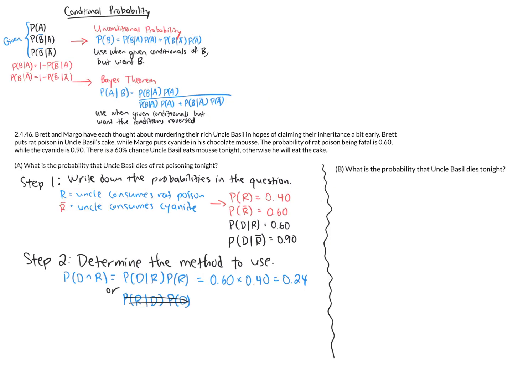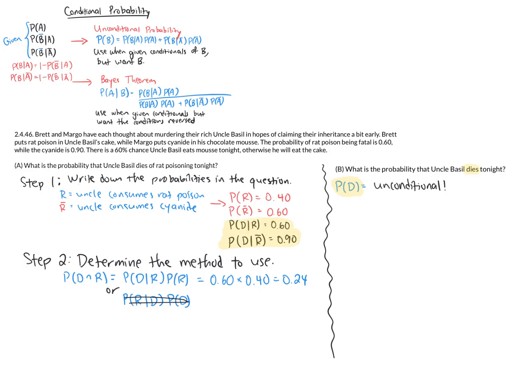Now let's look at a second problem from this. What is the probability that Uncle Basil dies tonight? This is what we're probably actually interested in. Are Brett and Margot going to get their inheritance? Big question. Let's see what happens.